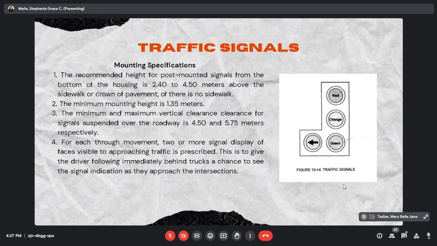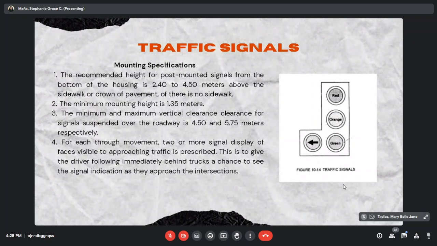Then, the minimum and maximum vertical clearance for signals suspended over the roadway is 4.50 and 5.75 meters respectively. Fourth, for each through movement, two or more signal display faces visible to approaching traffic are prescribed. This is to give the driver following immediately behind trucks a chance to see the signal indication as they approach the intersections.